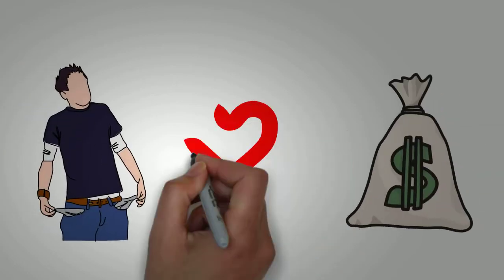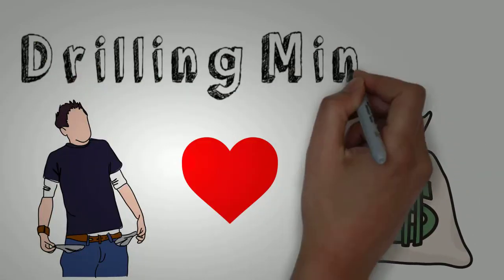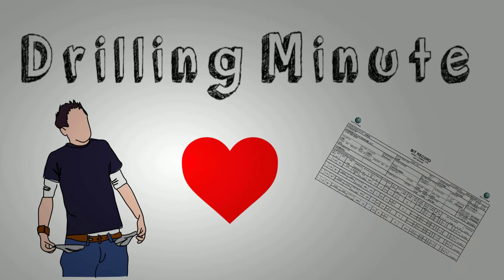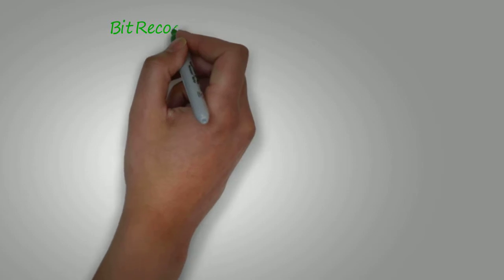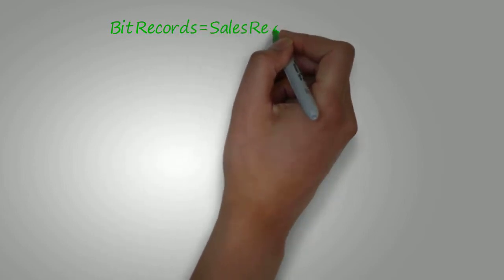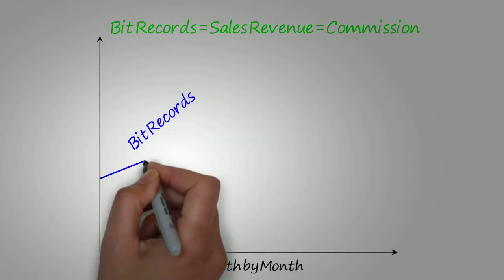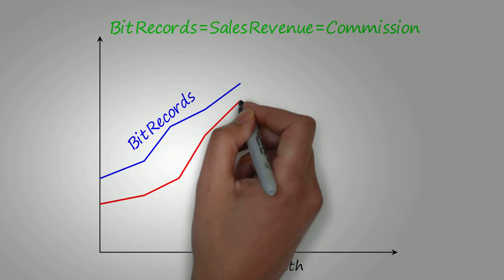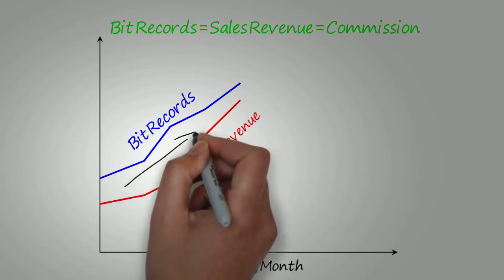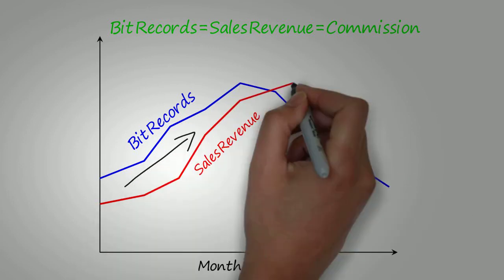Do you like money? Of course you do. In this drilling minute, we'll teach you how BitRecords put more money in your pocket. As it turns out, BitRecord recovery correlates very well with sales revenue, which is the basis for commission. In several studies, when more BitRecords are entered, sales numbers increase. And when BitRecord recovery goes down, revenue is soon to follow.